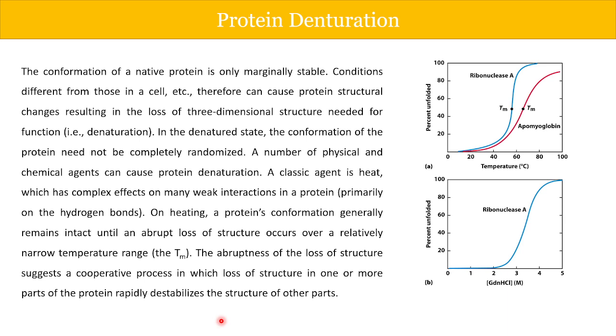So what is a melting temperature? Assume that you have 100 molecules of your protein. So 50 molecules denature, 50% of your protein denatures and 50% remains native. That is the temperature at which there is a 50% denaturation of your protein, which you can call your Tm. The abruptness of the loss of structure suggests a cooperative process in which loss of structure in one or more parts of the protein rapidly destabilizes the other parts of the protein.